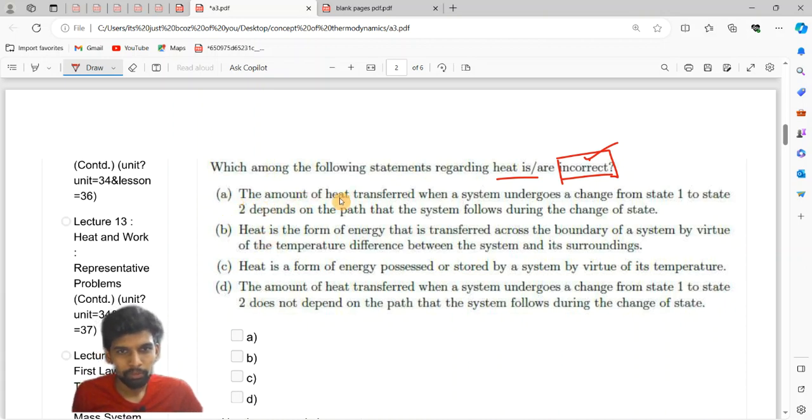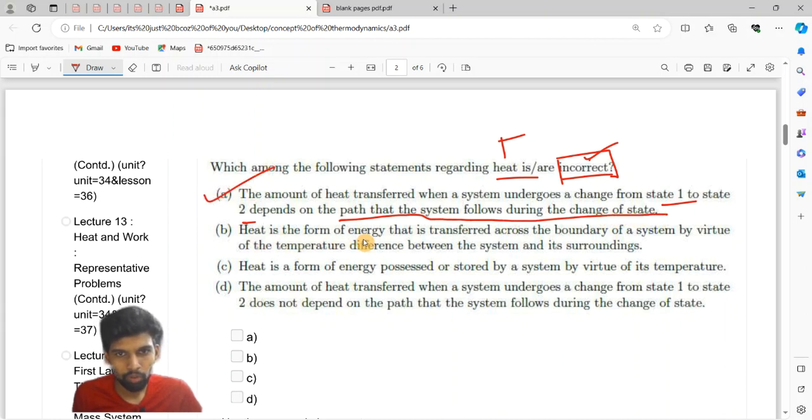Before starting, let me state a few things about heat. Like work, heat is also a boundary phenomenon. It is energy in transit. It is not stored by the system, varies from process to process, and is not a point function. So please keep a note of all these statements. The first statement is: the amount of heat transferred when a system undergoes a change from state 1 to state 2 depends on the path that the system follows during the change of state. So this is the correct statement.